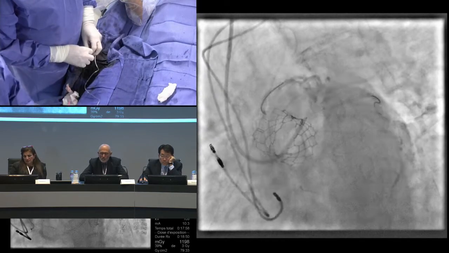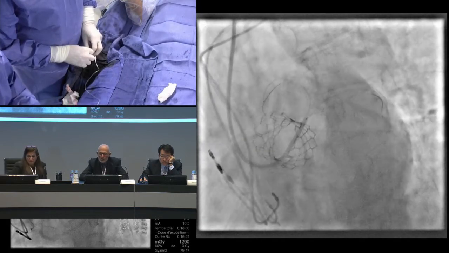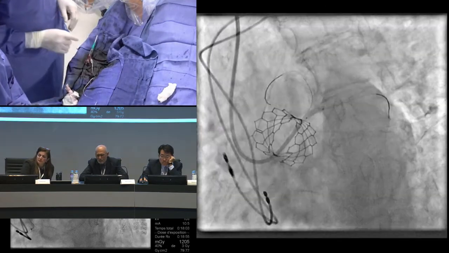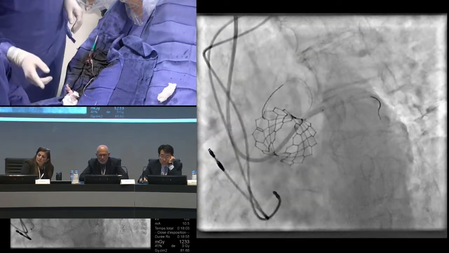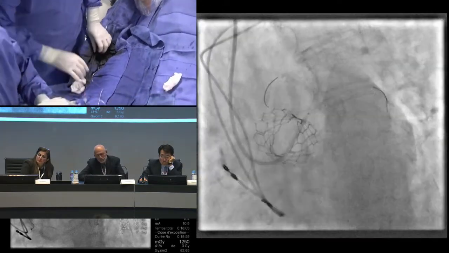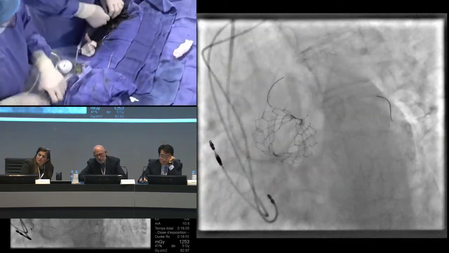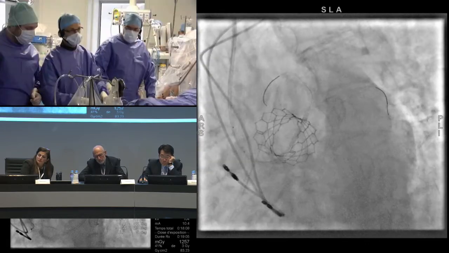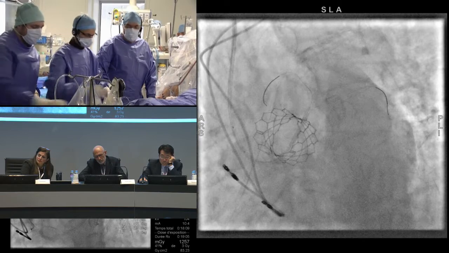Okay, go on. We have the marker just at the bifurcation of the circ, the distal marker. This is on the 16. Same 3.0 balloon? It's a 2.5 or 3.0? 3.0, yeah, same 3.0 balloon. Okay, we take a pressure. We take a view. Ready?